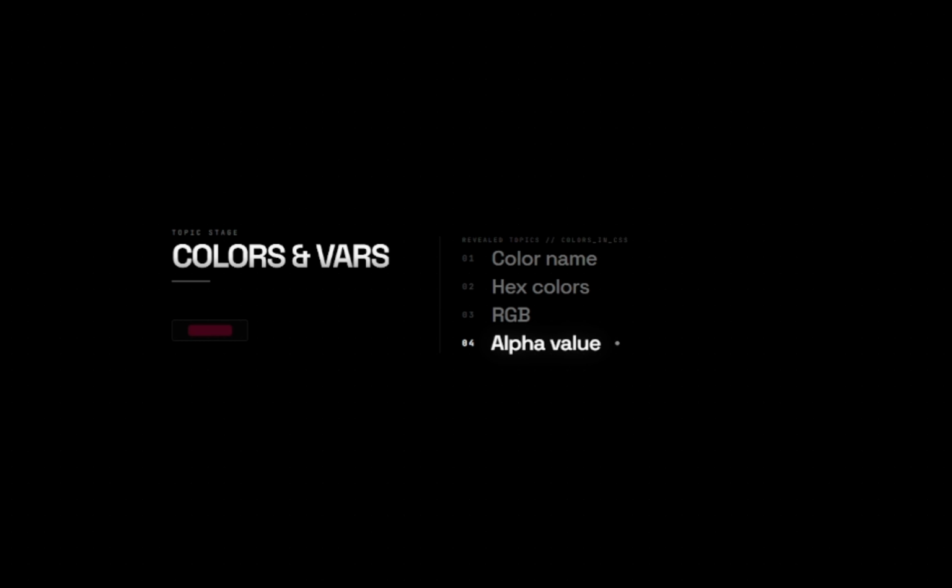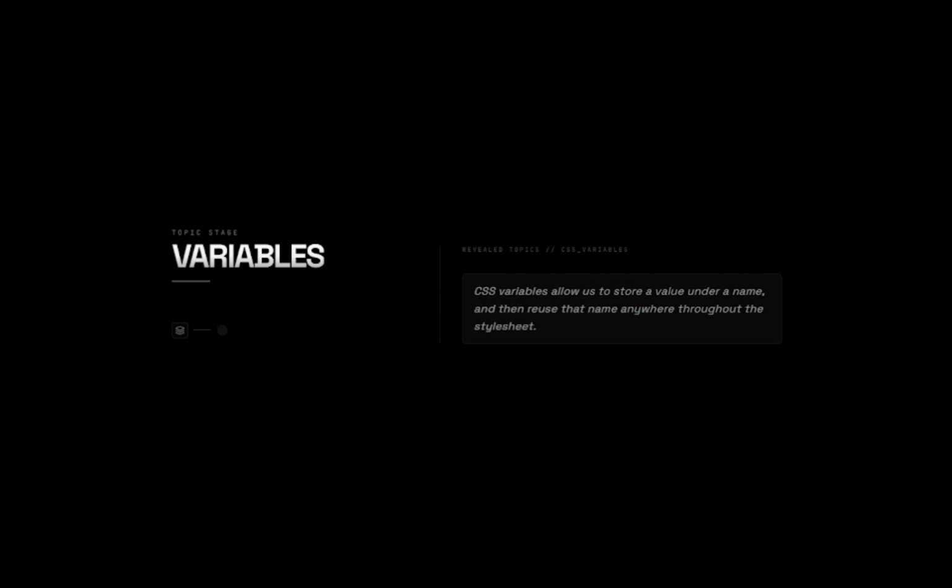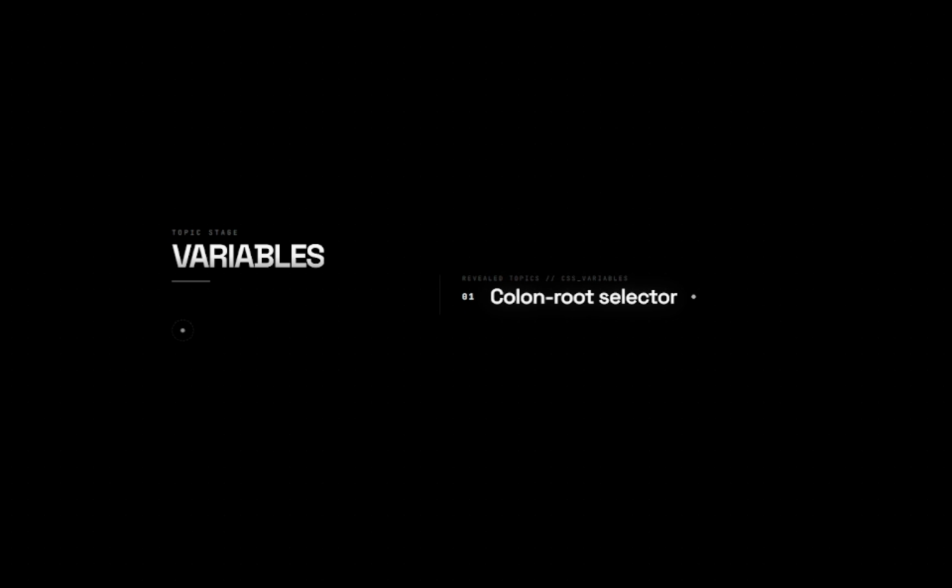Before we write any code, there is one more concept we need to understand: CSS Variables, also called custom properties. CSS Variables allow us to store a value under a name and then reuse that name anywhere throughout the style sheet. To define a variable, we use the root selector, and inside it, we write double dash followed by the variable name, then assign it a value.